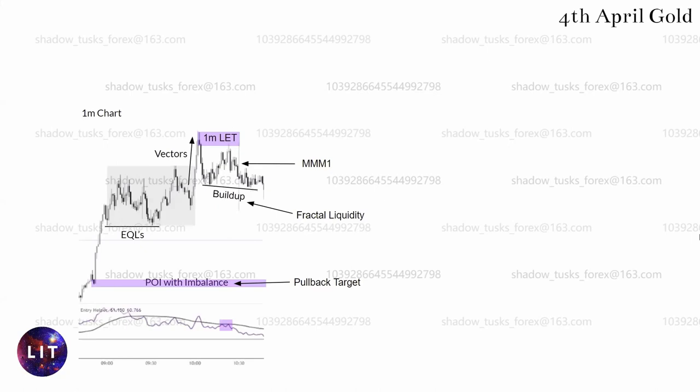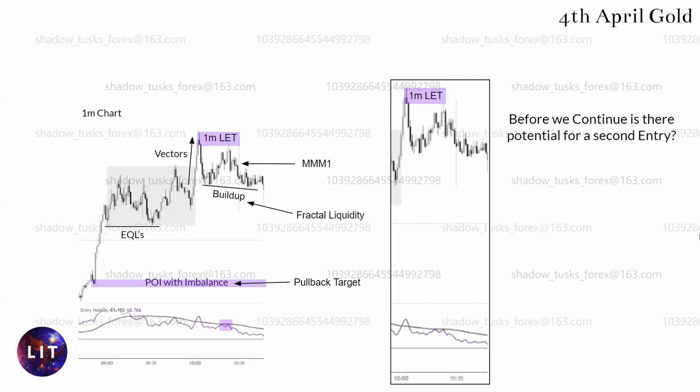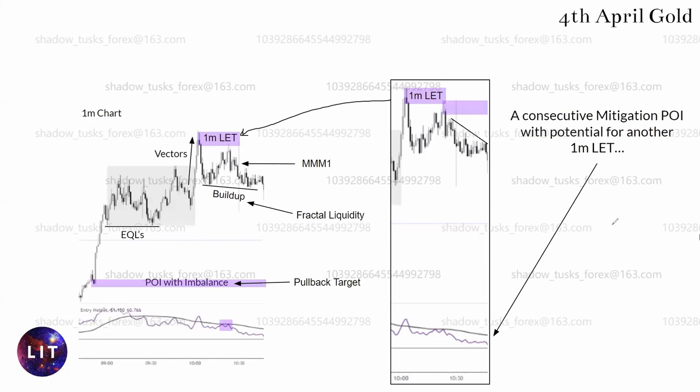Now, what another question here we have is, before we continue, is there potential for a second entry? Now, you're probably thinking, where would that be? Now, let's probably zoom in a little bit better. Maybe it will help us. So we can already see the 1M let. So that's just a mirror image of this reaction here, just zoomed in a little better. So a consecutive mitigation POI with potential for another let.